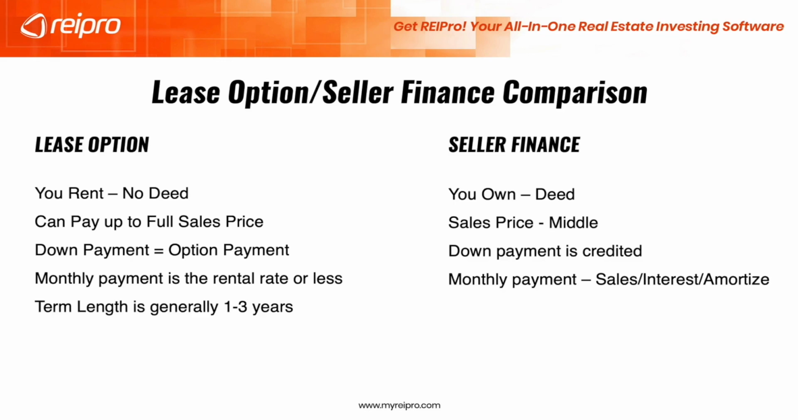Lease option term is generally 1 to 3 years, and with seller finance, it's 1 to 10 years. So the length of the term is basically how long will the seller do this deal? Generally, with a lease option, sellers want to go short term because they want to be cashed out. Your goal as a real estate investor is to get a longer term.